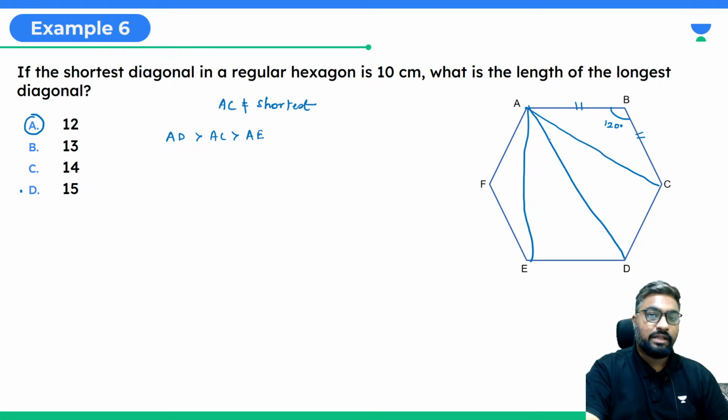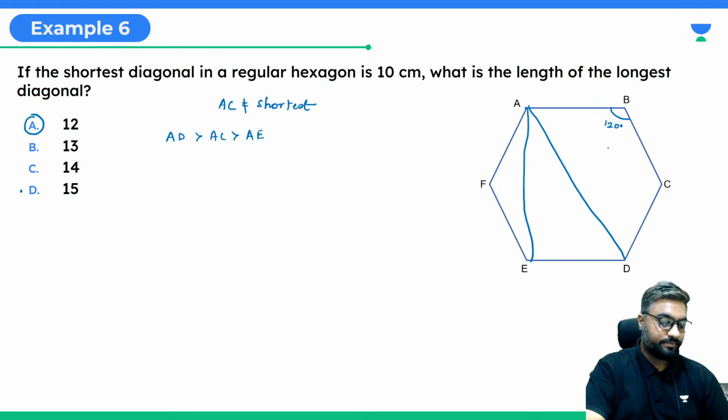AD will be the longest, then we will have AC and only then AE. Clear? I hope you get my point. Okay. So now it is told that, so we can eliminate this one. Let this one go. They're saying shortest diagonal is 10 centimeters. So AE is what? 10 centimeters. So AE अपन को दे दिया है 10 centimeters.